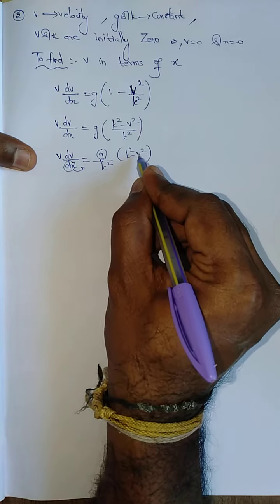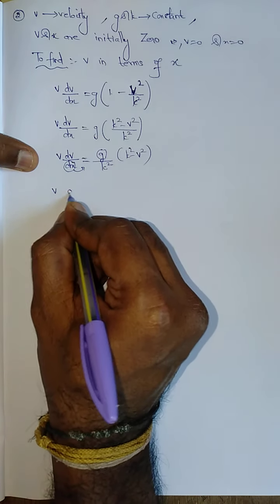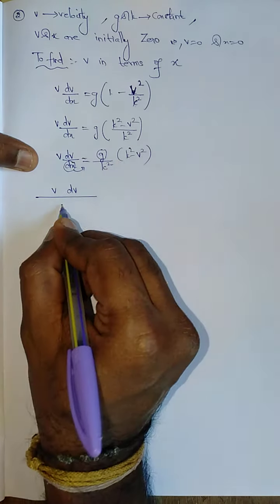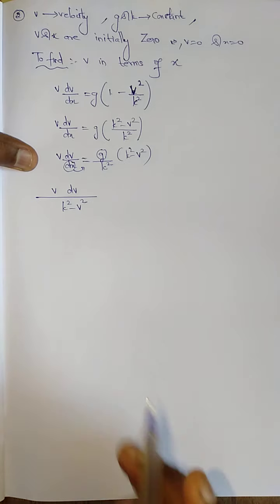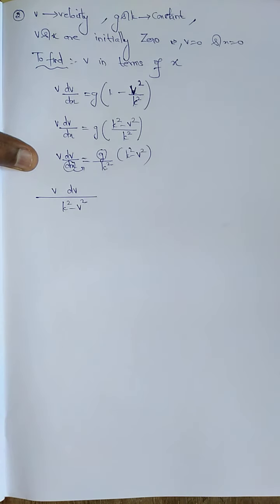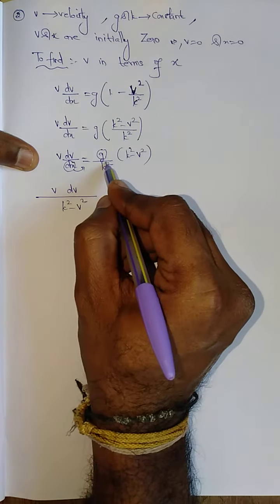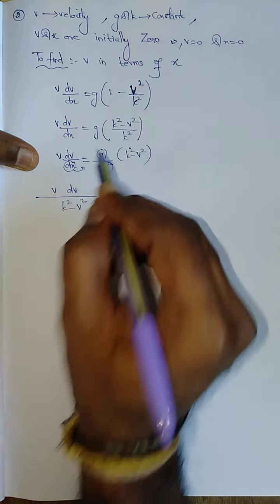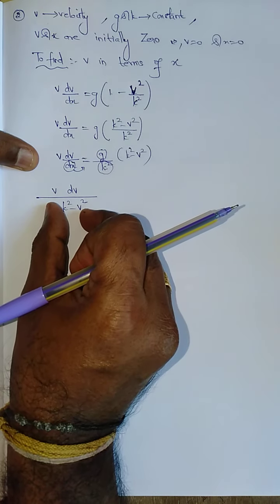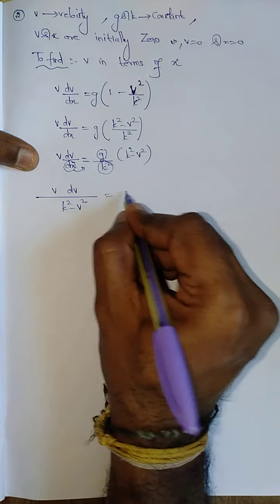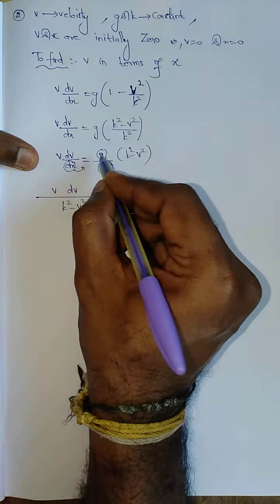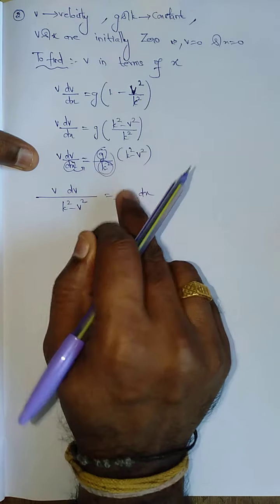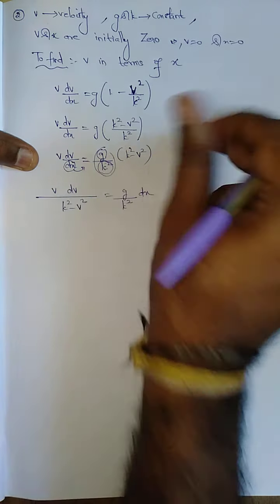The dx alone is going to move to this side, and the remaining g stays here itself. The k square minus v square comes down, so v dv divided by k square minus v square. Still k square is present here, so we keep g by k square. What remains is g divided by k square into dx. The k square minus v square comes down, and dx goes up.